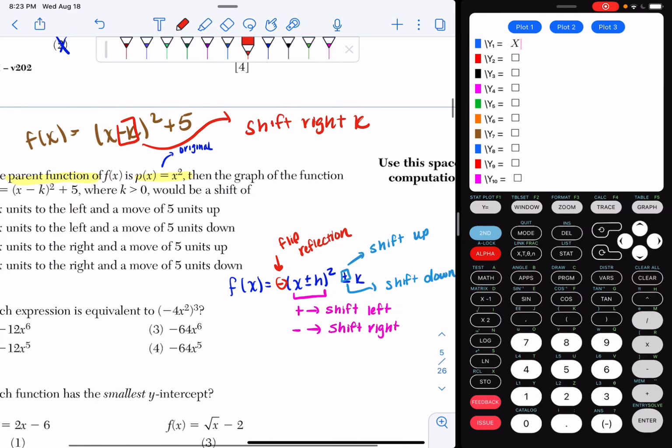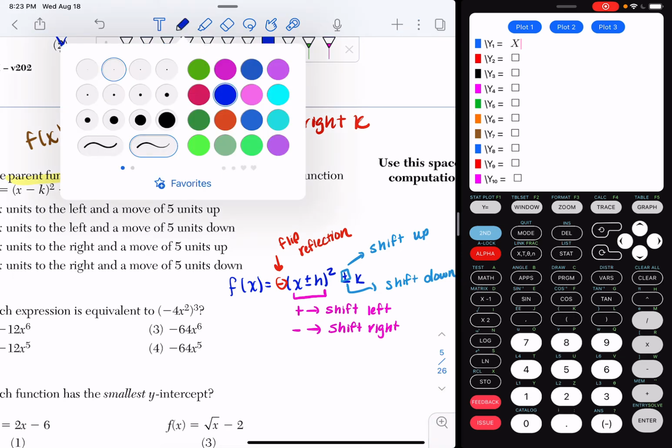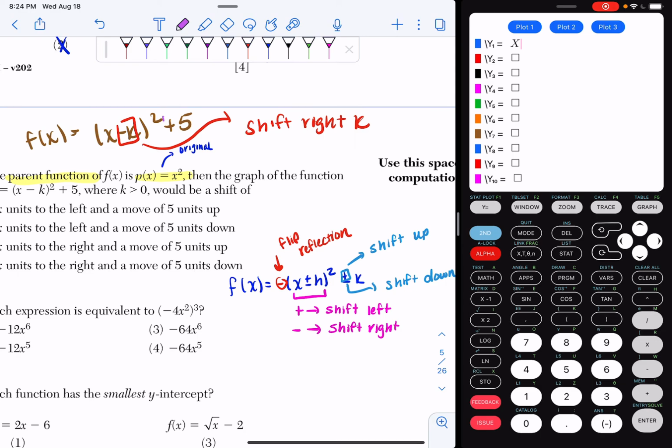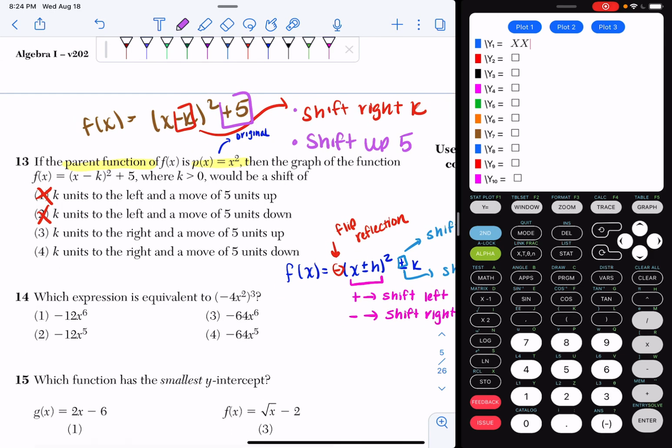Now I said that the number on the outside of my parentheses is a shift up or a shift down. If I look right here, I have a plus 5. And if I look down here, if it's a plus, that's a shift up. So I can say that I'm shifting up 5 units. Oh, I have no idea what's going on with my pencil. Shift up 5. So if I look, that's going to be choice 3, where it's k units to the right and move 5 units up.